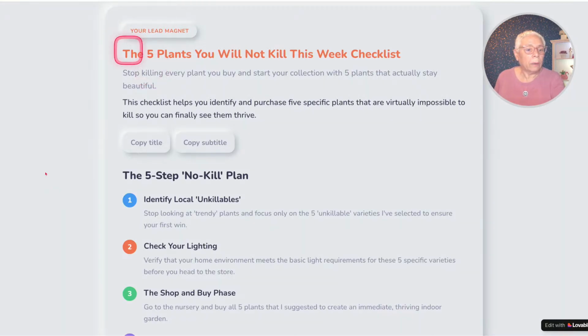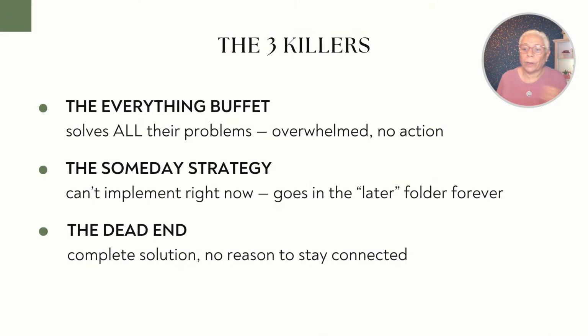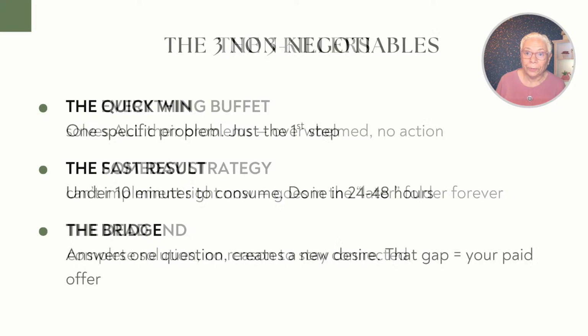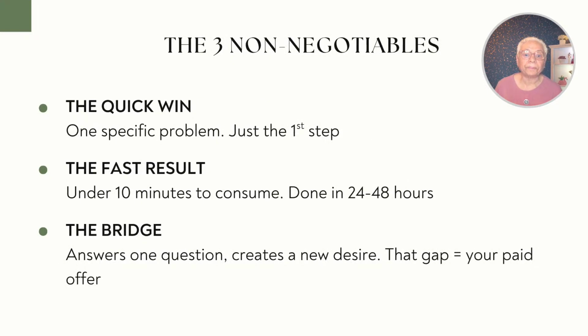Hold on, Cherie. We're going to go back and review real quick. Now you know that we have 3 killers. We've got the everything buffet, where you overwhelmed them. The someday strategy, still too much. They couldn't do it right now. And then the dead end. You gave them a complete solution. They don't need you. You just gave them everything for free.